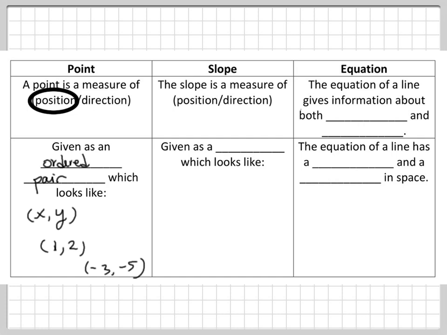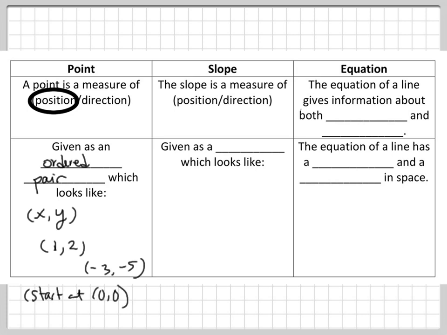Remember, when I'm plotting an ordered pair, I always start at (0, 0). I start at the origin. This number tells me how many units to move left or right, and this number tells me how many units to move up or down. So another difference between the point and the slope is that with a point, I always start at the origin, at (0, 0).